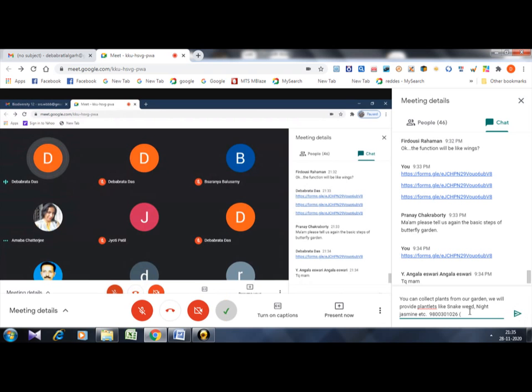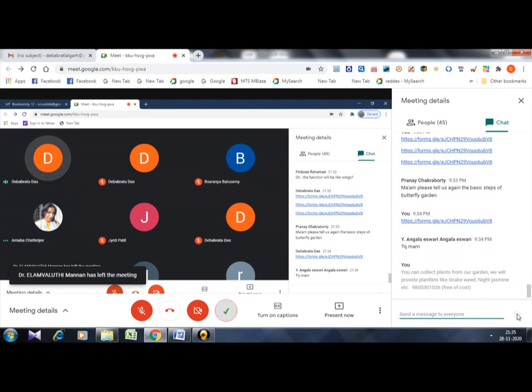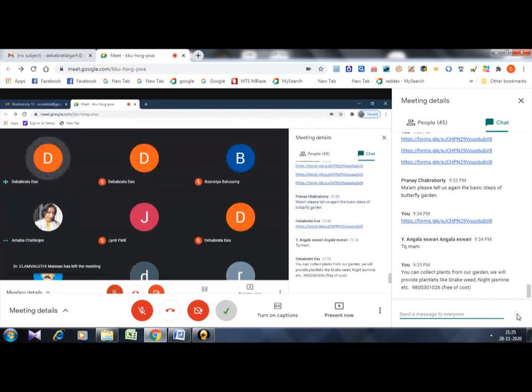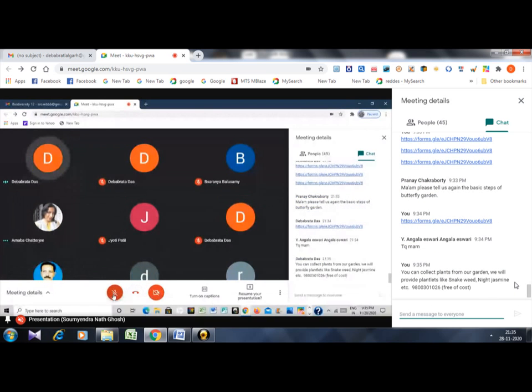Then you make three small portions of land. In the first portion you plant some larval host plants, like I have mentioned. If you go to Google, it is the best idea. You search about the larval host plants that most butterflies are attracted to. Then you plant the larval host plants.